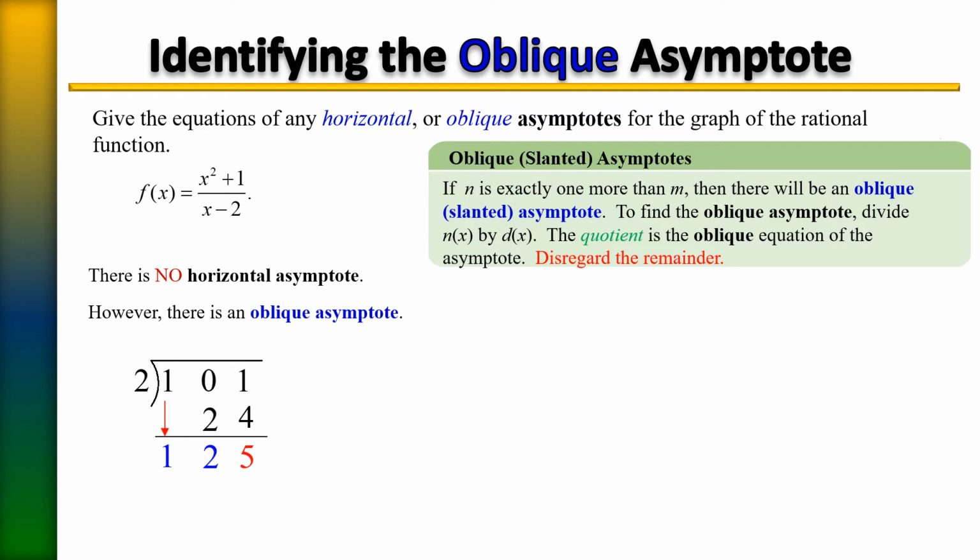So once we do that and write our polynomial, remember we're going to write it as 1 degree lower than the original polynomial. This polynomial begins with degree 2, so we're going to begin our answer with degree 1. So that will be x plus 2 will be the equation of the oblique asymptote.